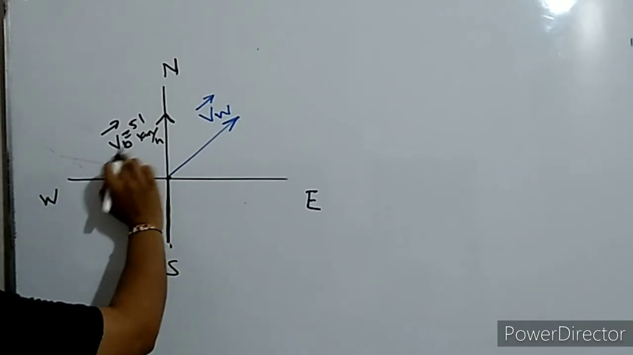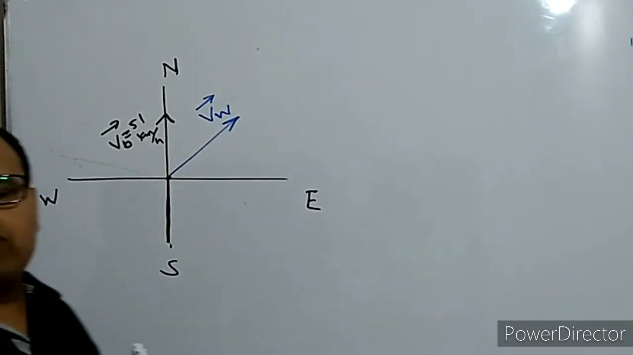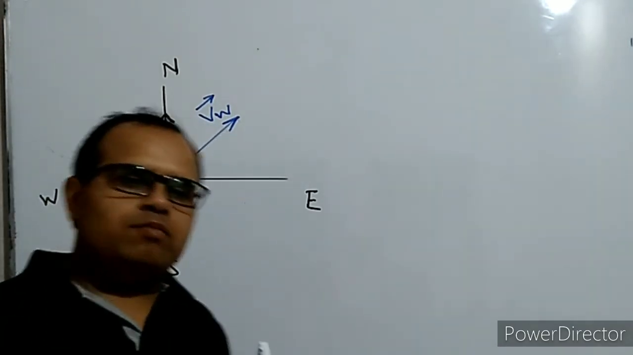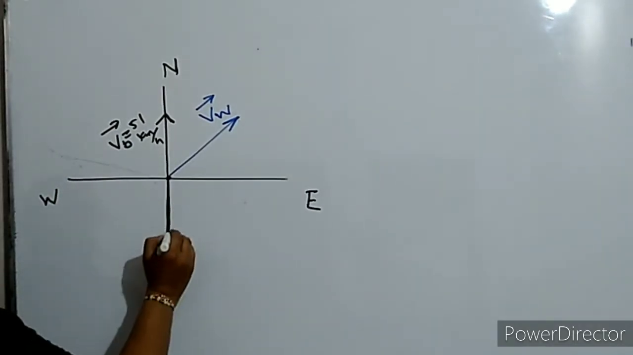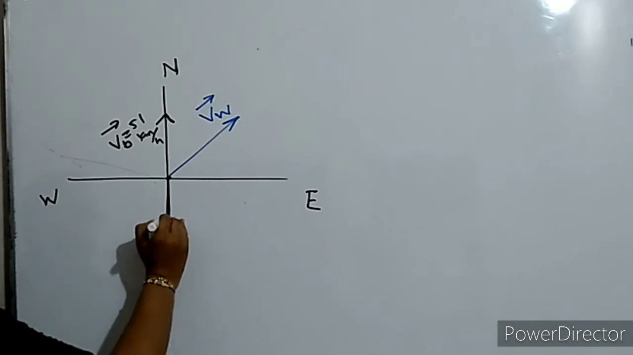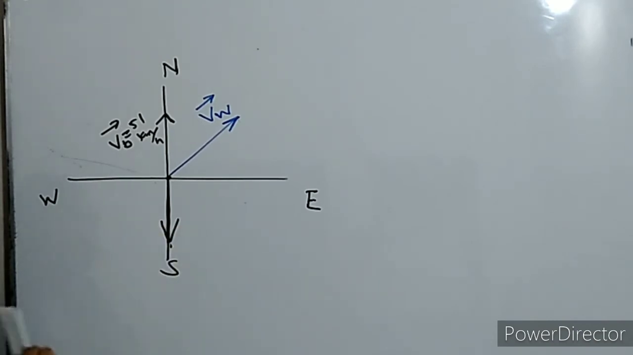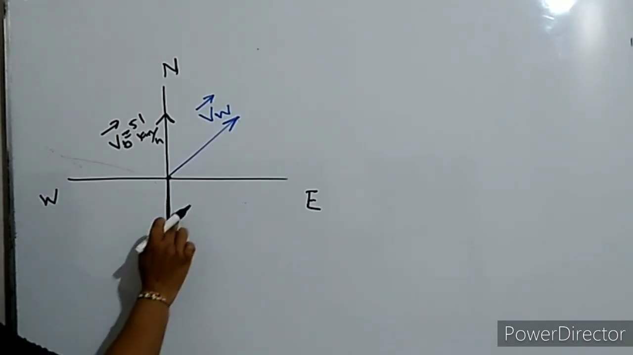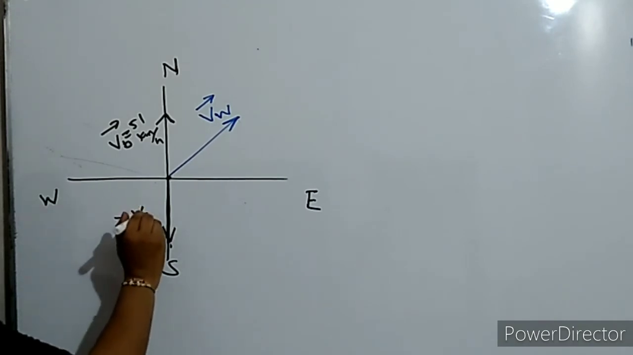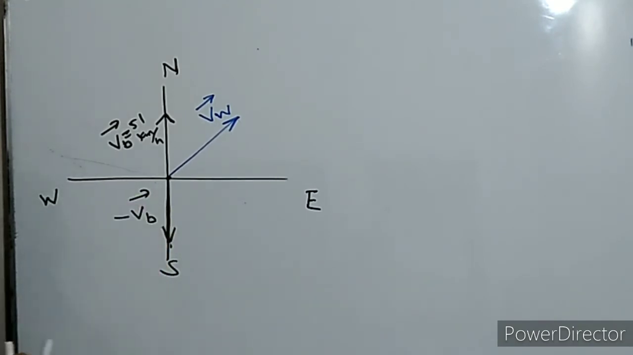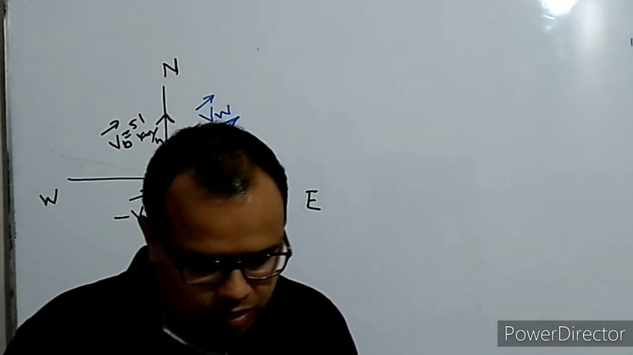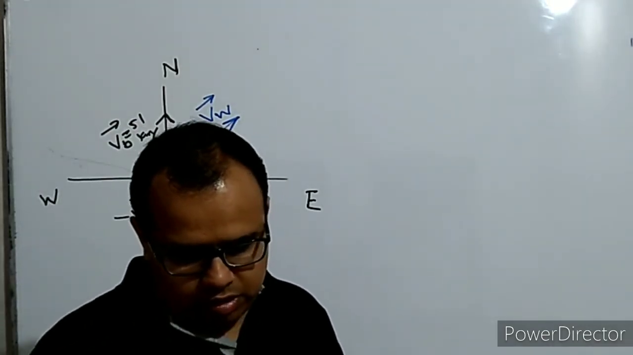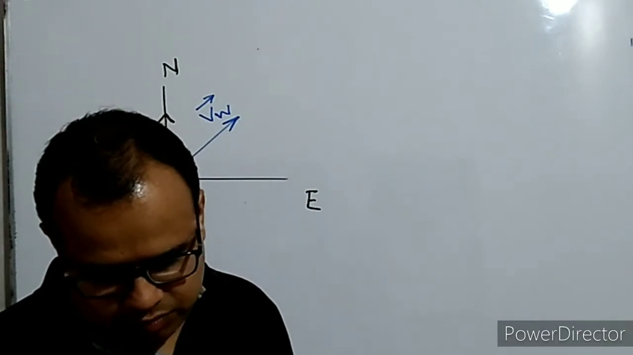You will keep this boat at rest, and for that you have to add minus VB vector in the opposite direction. So this is the opposite direction. Let this be the minus VB vector. Now you have to find the resultant of the minus VB vector and the VW vector.